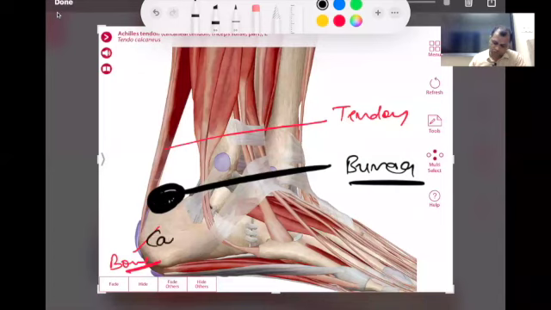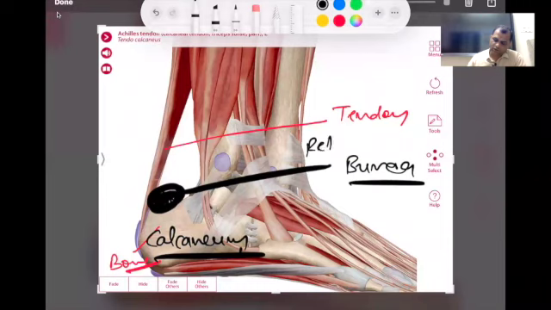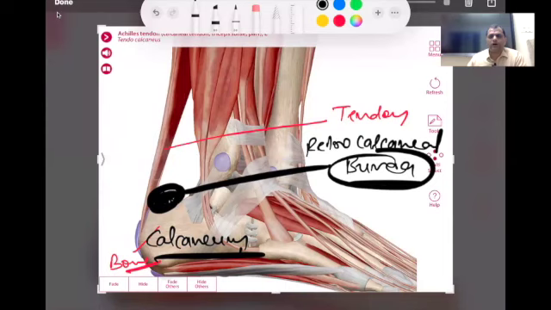This bone is called the calcaneum. This bursa is just on the back side of the calcaneum, so it is called the retrocalcaneal bursa. Ultimately, there is a bursa in between bone and tendon. And sometimes, because of more walking, improper shoes and overweight, this bursa also gets inflamed, and this also causes heel pain. This is called bursitis.